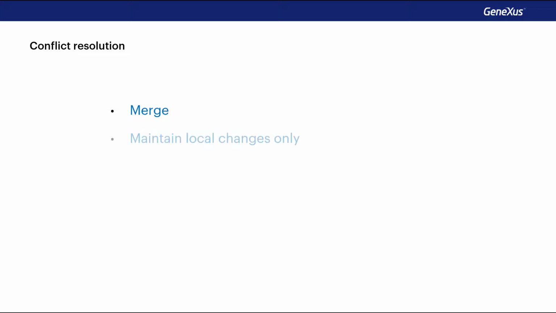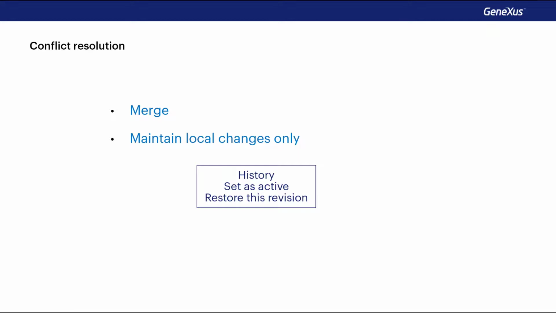Maintain local changes only. The developer will have to restore the revision with the object version containing these local changes. To this end, he or she will need to use the options History, Set as Active, or Restore this revision, and then the corresponding commit of the object to Genexus Server.